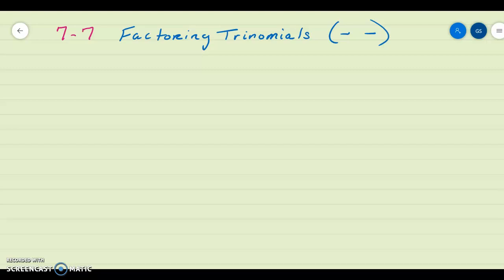Hi everybody. In this video, we're going to do lesson 7-7, factoring trinomials once again. Both of your middle and your last term are going to be negative in this case. So let me give you an example.